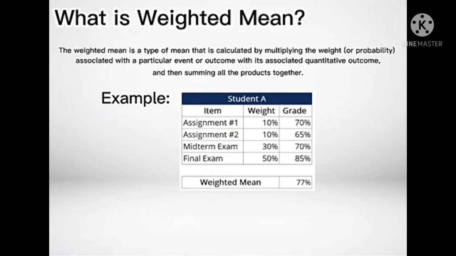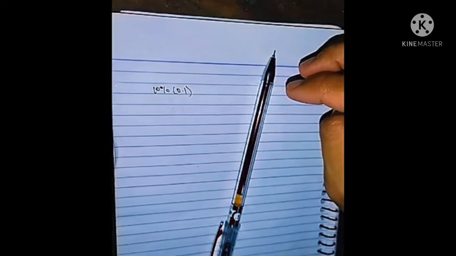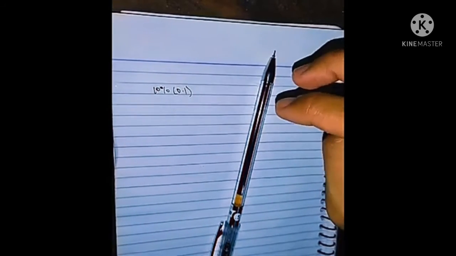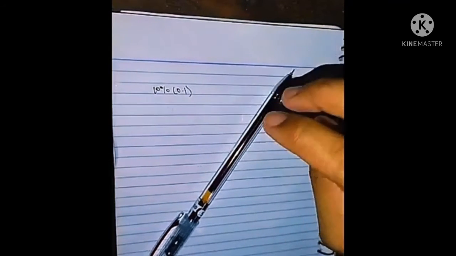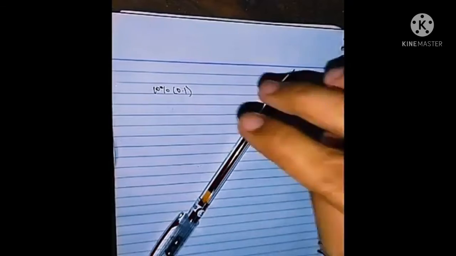What is weighted mean? The weighted mean is a type of mean that is calculated by multiplying the weight or probability associated with a particular event or outcome with its associated quantitative outcome, and then summing all the products together. Here we go again. The easiest way to find weighted mean in the sample: all the percent values must be converted into decimal numbers.